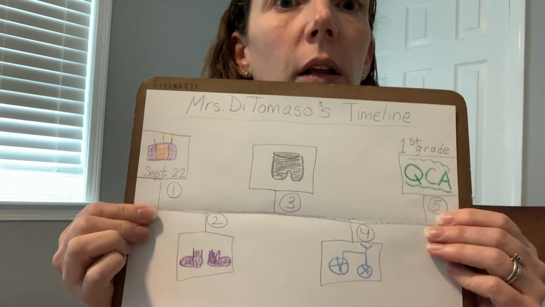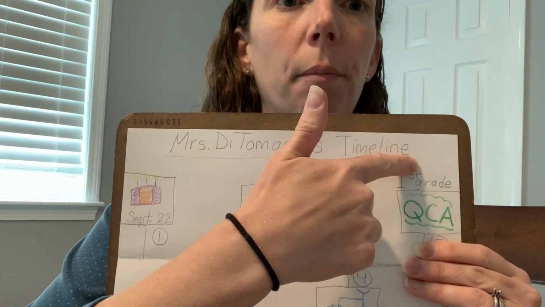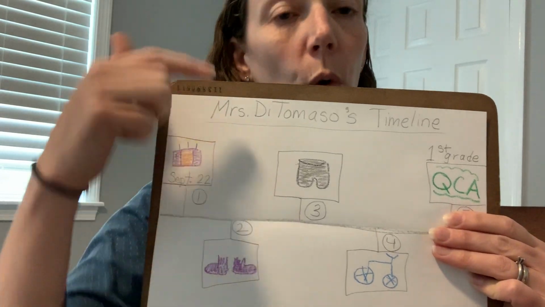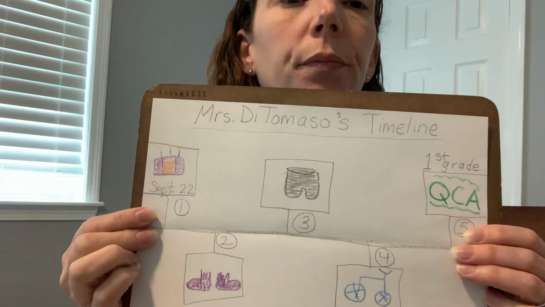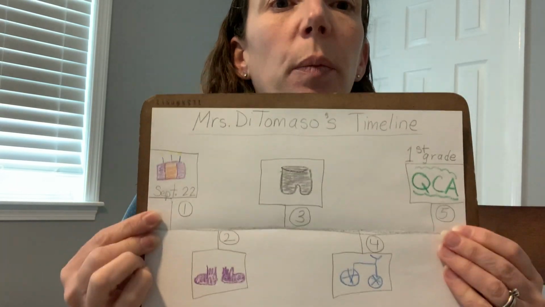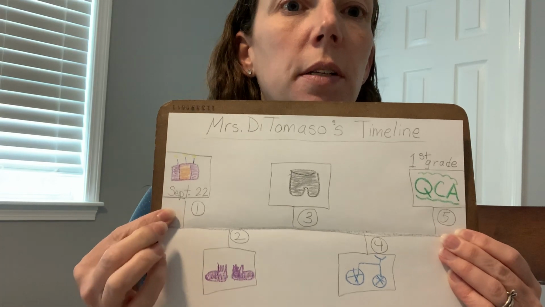And if you want to make it a little more fancy, you can go back and you can trace over some of the numbers and boxes and words with your crayon. Okay? When you are finished with your timeline, you're going to take a picture, have mom or dad email it to me so I can see how you did.